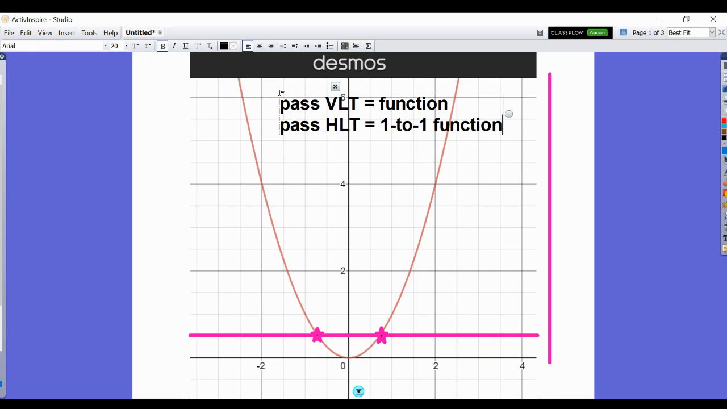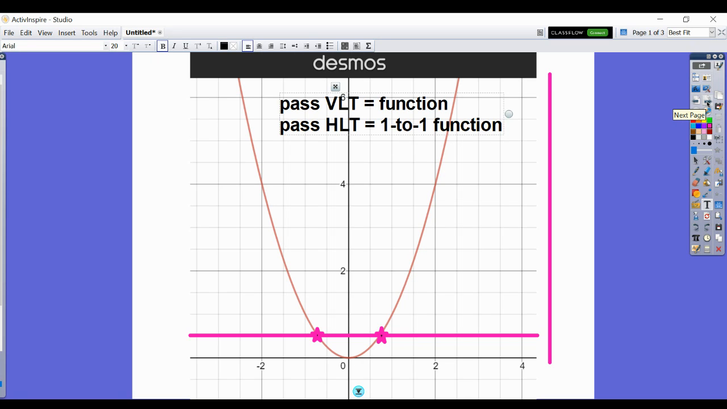First, we check to see, is it a function to begin with? If so, it passes the vertical line test. Then we take it one step further. Is it a one-to-one function? This one is not a one-to-one function because it failed our horizontal line test. What's really happening is the inverse, and that's what it comes down to. The inverse is not a function.